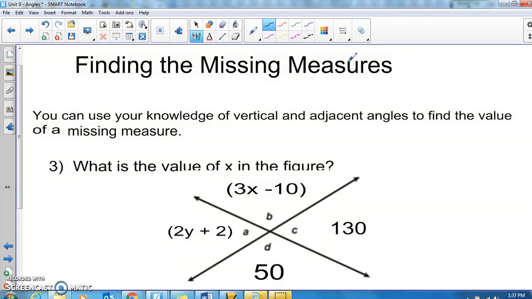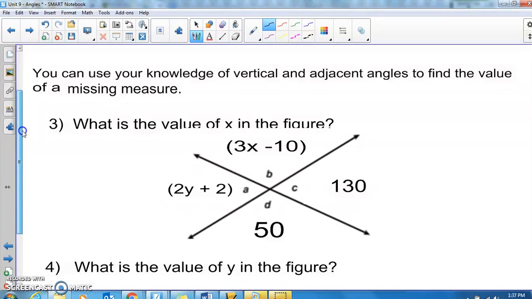So what we want to figure out is, what is the value of x? I do want you to copy the example down. So we've already talked about equations. We've talked about how we solve for x, inverse operations. That is what we're going to do here. If we look at this example, we know that angles A and C are vertical, and we know that angles B and D are vertical. A and C are equal angles. B and D are equal angles because they're vertical.